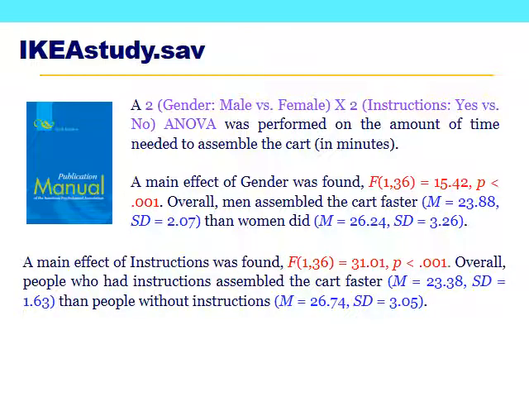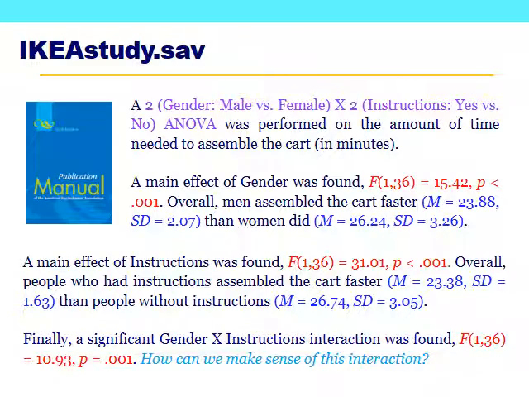We also found a main effect of instructions. Here we have the F statistic for instructions, which was 31.01, and we also have our very small p-value for instructions, which was less than 0.001. We also want to include the marginal means for people with and without instructions to show that people with instructions assembled the cart about 3.5 minutes faster than people without instructions.